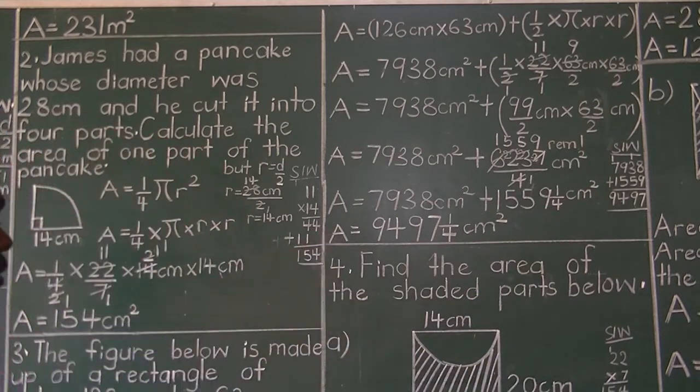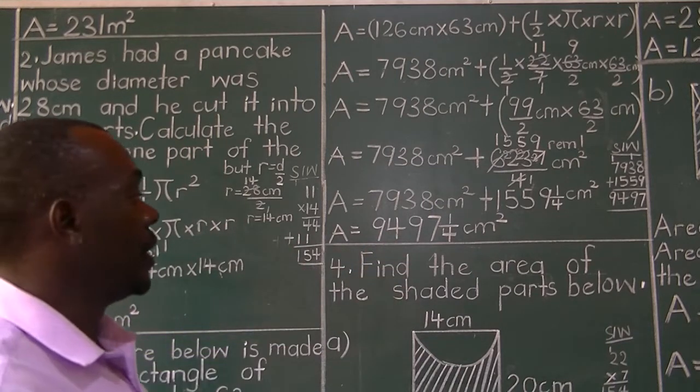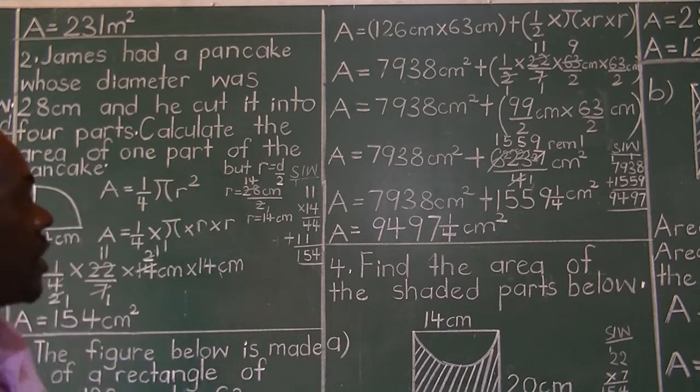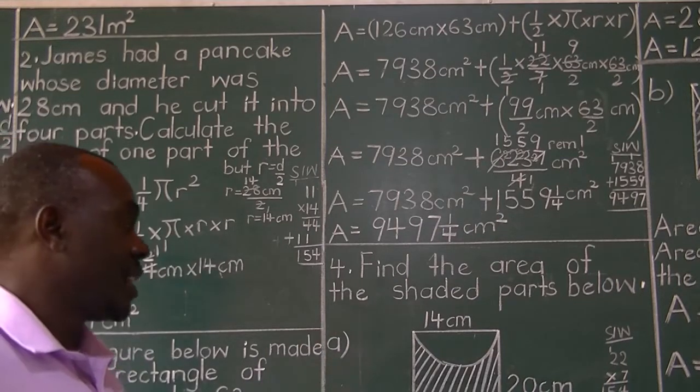So area of that combined figure equals 9,497 and a quarter centimeters squared. And that's how we find the area by addition, when one or two shapes are attached together. So when a shape is combined to or with another, then you do the combination, which is explained by a plus sign of addition. Please add and get that answer.